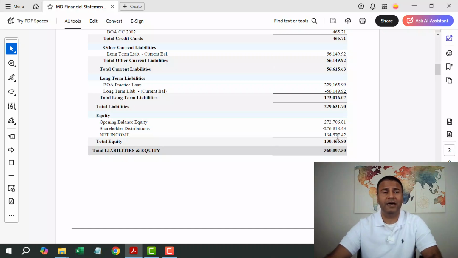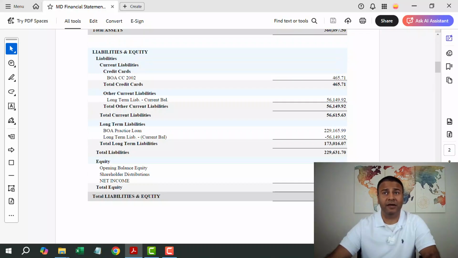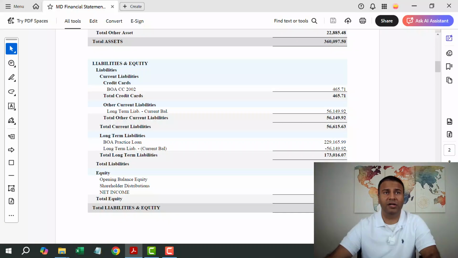Net income is telling you that so far, year to date till June 30th, 2025, the income of the dental practice is $134,000. So the total equity is $130,000, and the total liability and equity is $360,000. Just an accounting thing, just FYI: the total liability and equity should always equal the total assets. That's just general knowledge from an accounting standpoint.